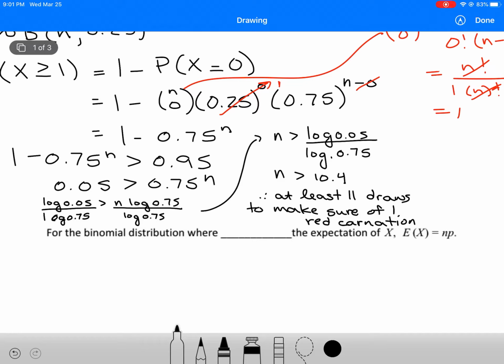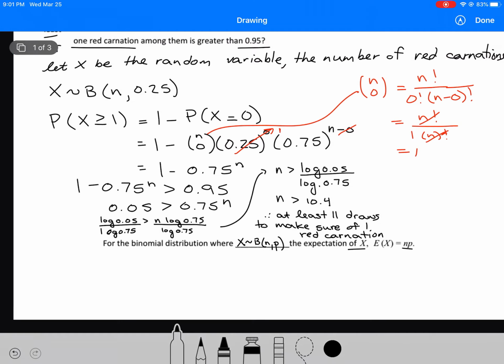So that's sort of an extension of the work that we did in the last video about the binomial distribution. What we're going to focus on today is the expectation value. So if you have a binomial distribution characterized by n and p, the expectation of x, or the expected value, is just n times p.